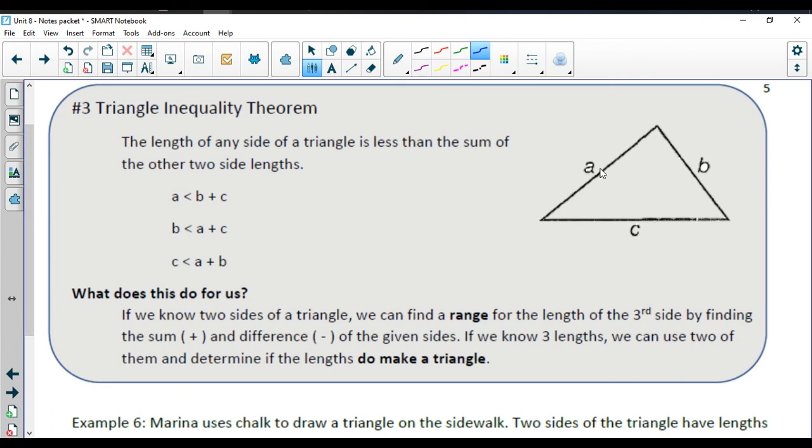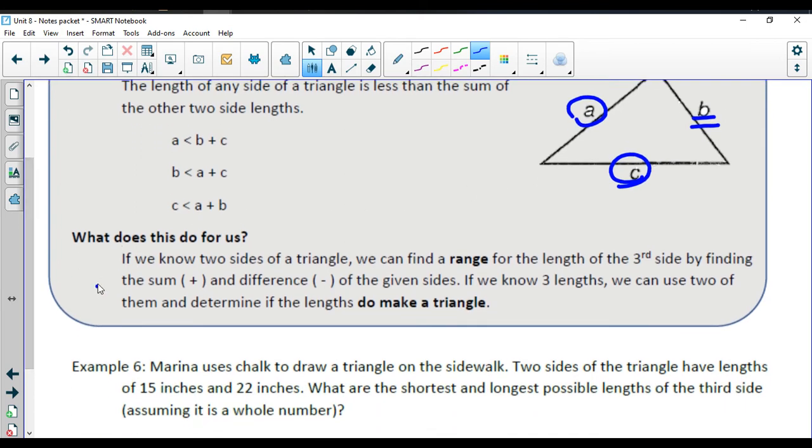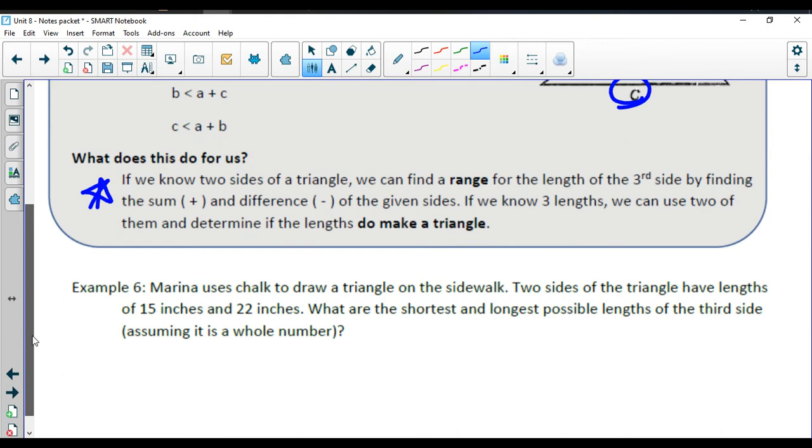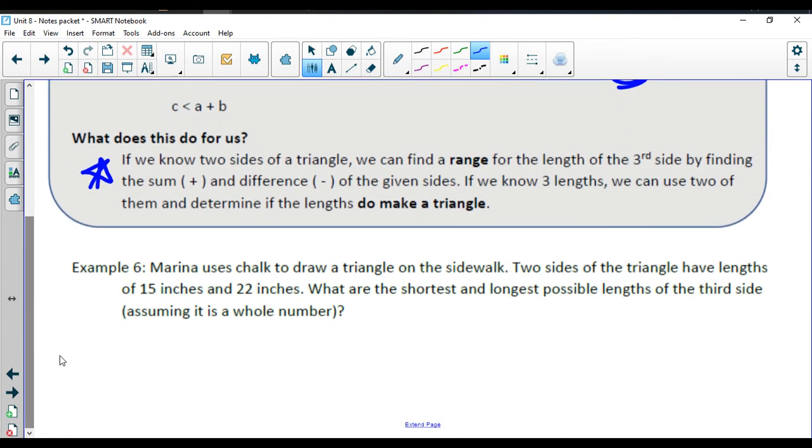So if we know sides A and C, we're able to figure out what a range could be for side B, and we're able to figure out if this can make a triangle. So it tells us right here. What does this do for us? If we know 2 sides of a triangle, we can find a range for the length of the third side by finding the sum and the difference of the given sides. If we know 3 lengths, we can use 2 of them and determine if the lengths do in fact make a triangle.